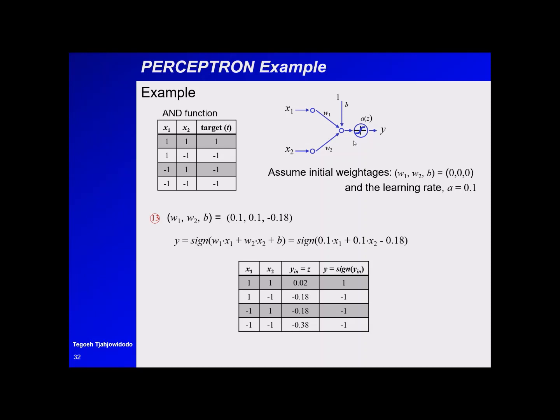In the next few slides, I will discuss the optimization of the weightage by considering the activation function. So we are going to consider the nonlinear activation function also in updating the weightages.